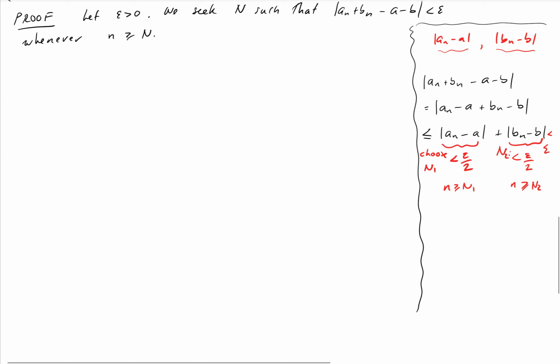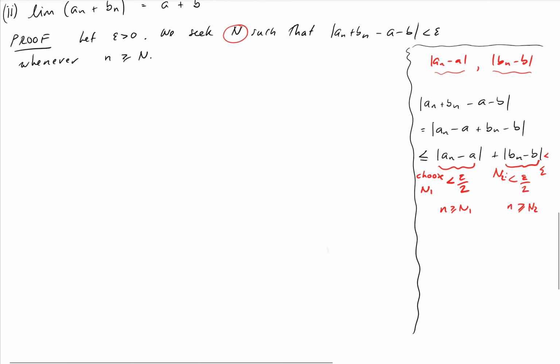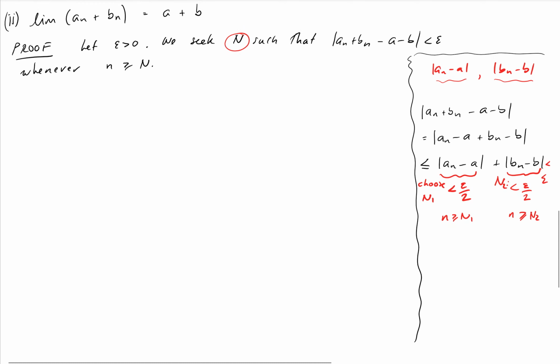But remember, we're looking for a very specific single n so that the whole thing is true. But it turns out that's not too hard either. All we want to do is grab our n1 and our n2, look for whichever one is bigger, and take that. Because if n1 was 100 and n2 was 200, if I choose 200, then my n greater than 100 is also going to apply automatically. So my n is going to be the maximum of n1 and n2.